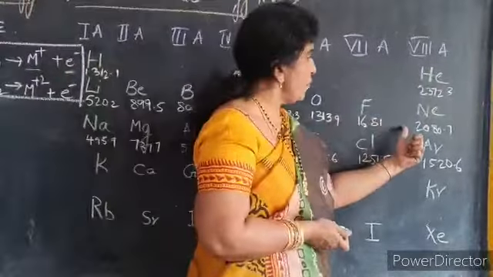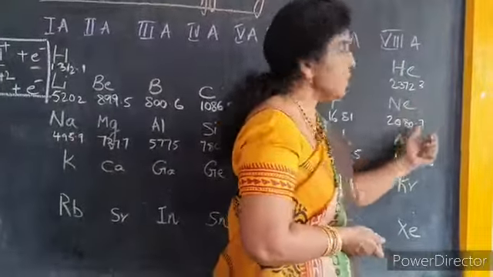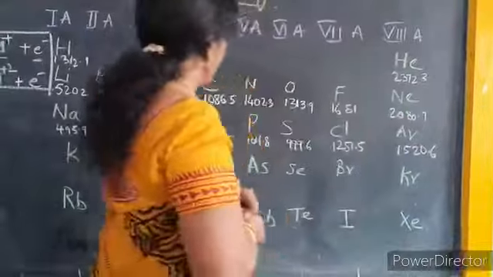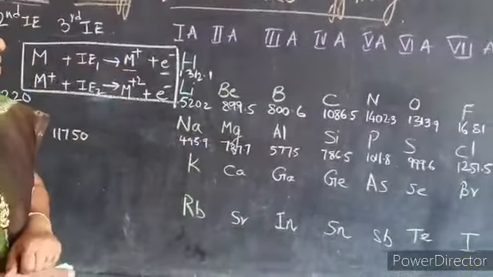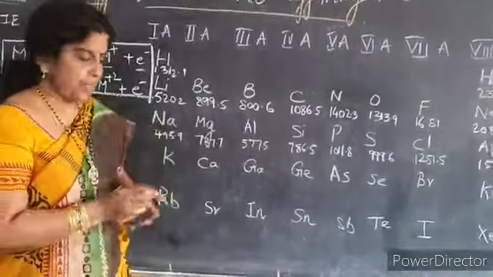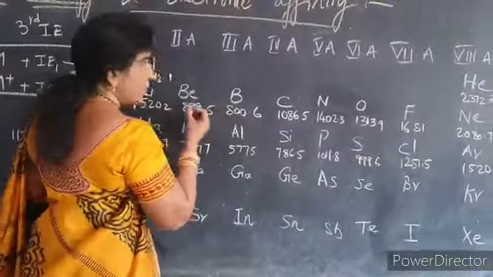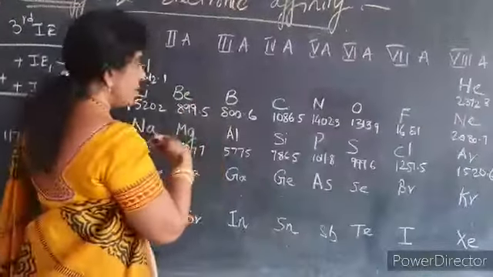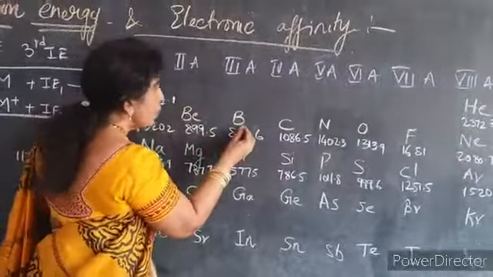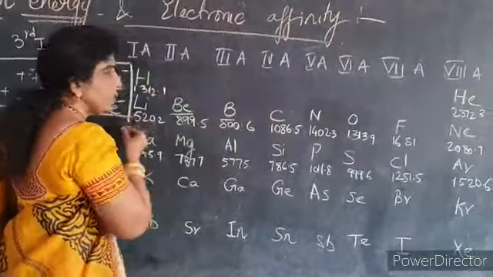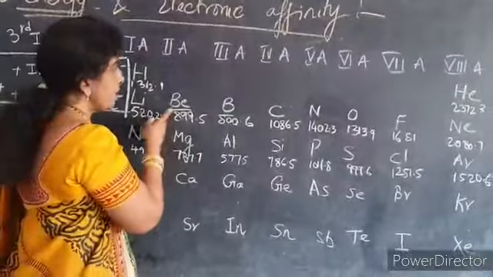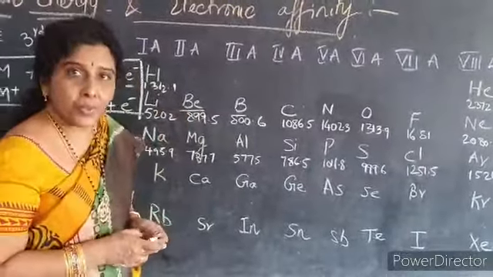When you move from left to the right, what is happening? The ionization energy is increasing. And if you observe, there are some exceptions here. See, now what is happening when we are moving from left to the right? Ionization energy is increasing. So in that case, boron must have more ionization energy when compared to beryllium.